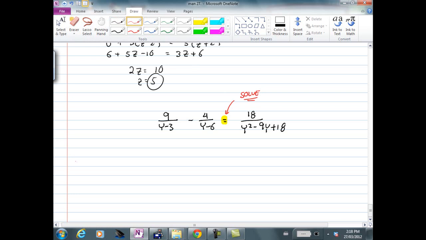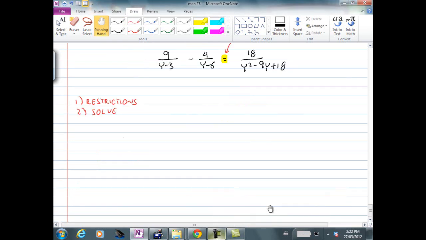So I'm going to ask you to do 2 things. 1, restrictions. And look, I have an equal sign. So B, I'm going to ask you to solve it. Solve. Guys, gals, a few minutes just on your own. Work with the person beside you if you want. So if I look at this question, again, the key restrictions. Let's say y cannot be.